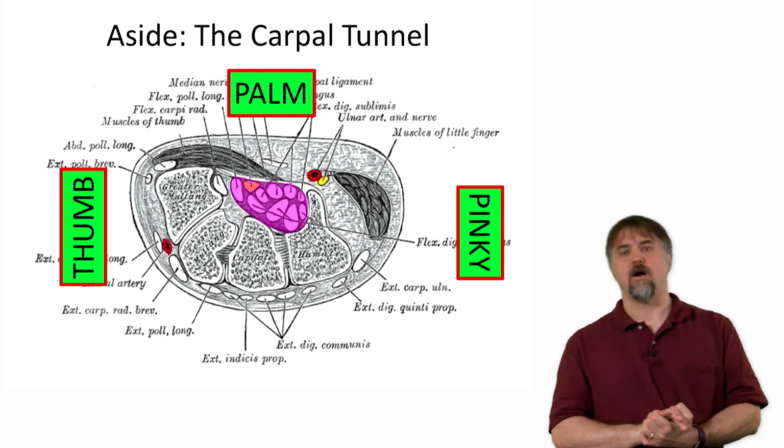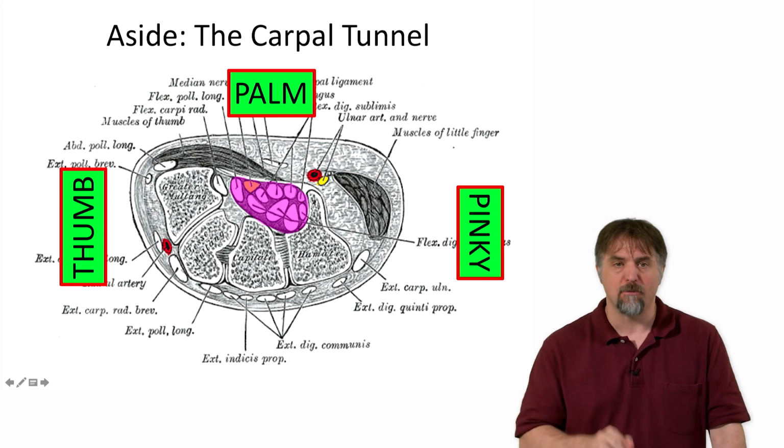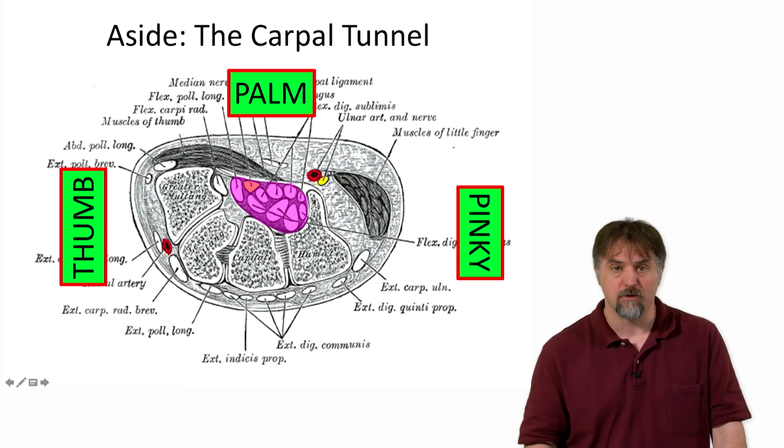This is the carpal tunnel. I just love this picture. So this is looking down your carpal tunnel or up your carpal tunnel, depending on which way you think of it. Your palm is on the top of the picture, and your thumb and pinky would be on these respective sides. And all the tendons run through this channel in your wrist.